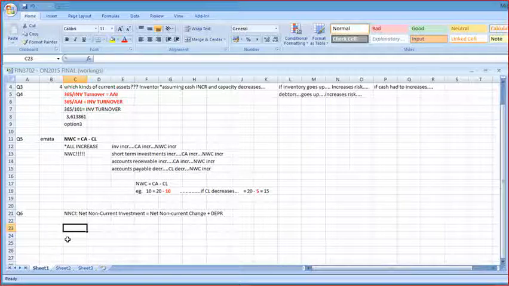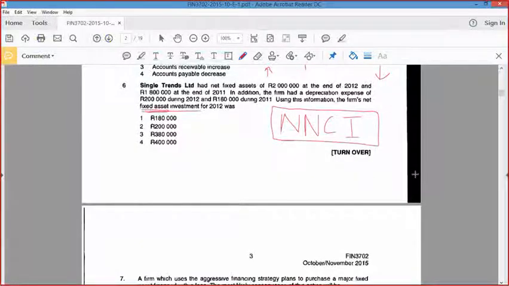Alright, so NNCI is the net non-current investment, and that is equal to the net non-current change. Okay, so when we say non-current, we're looking at long-term, plus the depreciation. Alright, so what answer are we going to get then? It's 2 million.